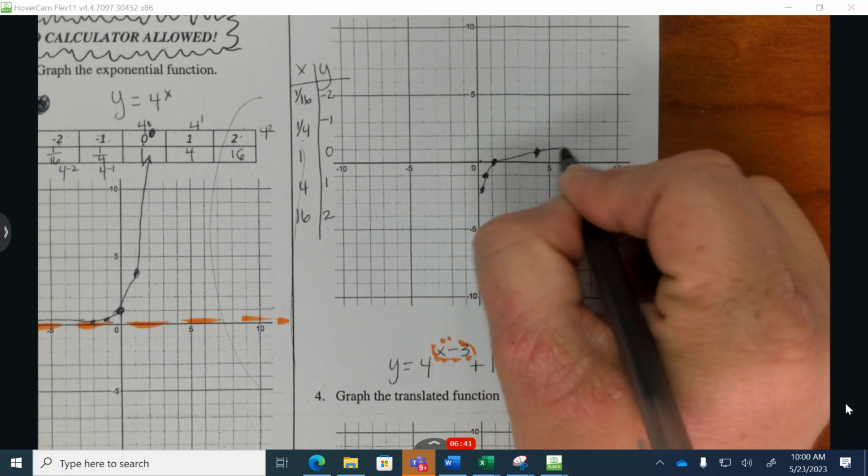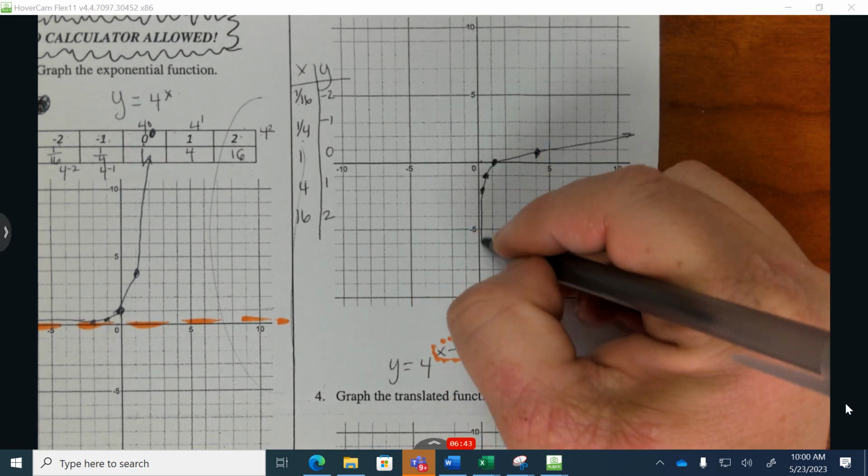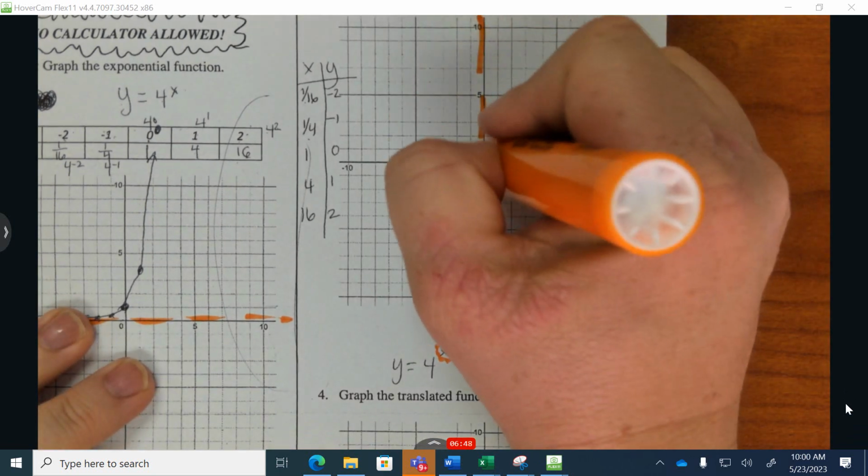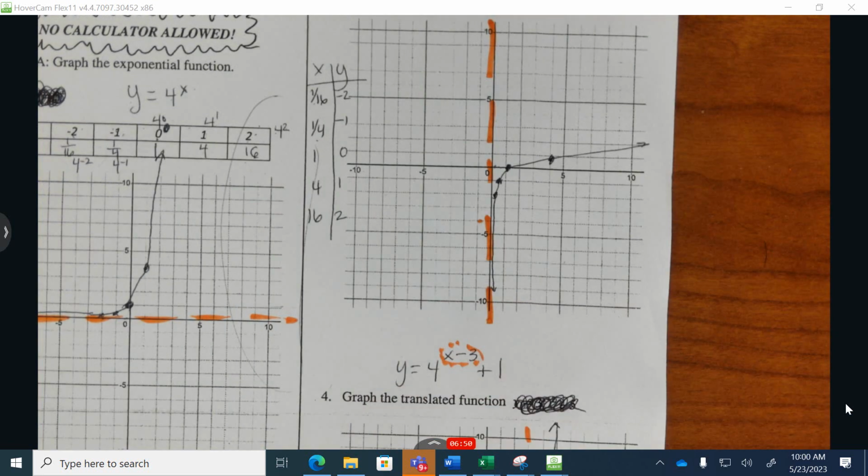Now, when you graph this, just so you know, this never crosses the y-axis. Unless there's a transformation on the inverse, this never crosses the y-axis.